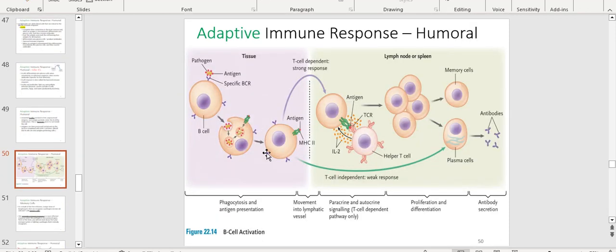And there's a nice, beautiful shot of what's happening. Follow it along, MHC2. And you'll see there the memory cells and the plasma cells, which then produce these antibodies that are specific for this one here.